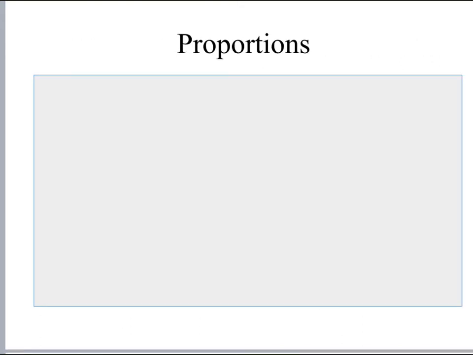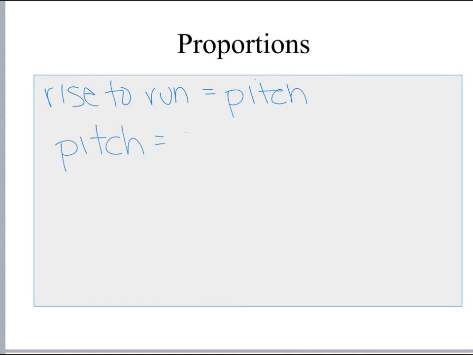So here, let's look at the pitch of a roof. The pitch of a roof is a ratio of its rise to run. So we can write that as a ratio of rise over run. So think of pitch as slope.